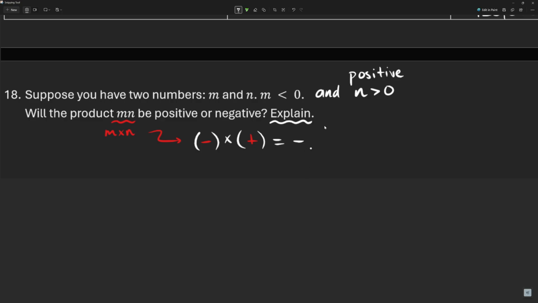Explain. Ooh, there's a lot of ways that we can explain it. Remember, we discussed multiplying by a negative number.